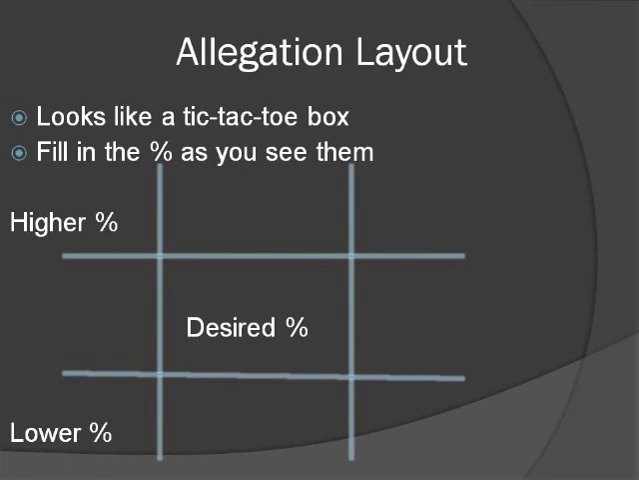So the next slide is the alligation layout. It looks similar to a tic-tac-toe box, and you would fill in that box with the higher percentage solution that you're using in the top left-hand corner and the lower percentage solution in the bottom left-hand corner. So you're just going to put the whole numbers there. You don't have to alter it or change it in any way. Just put the numbers in that designated spot.